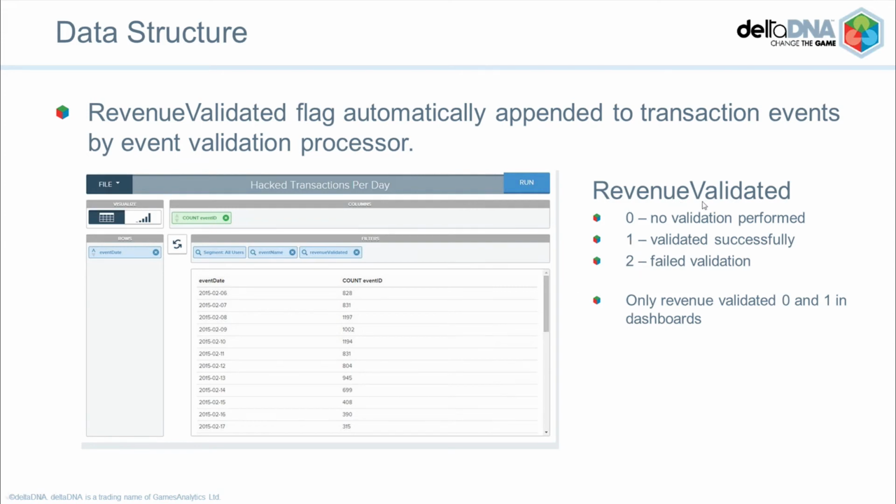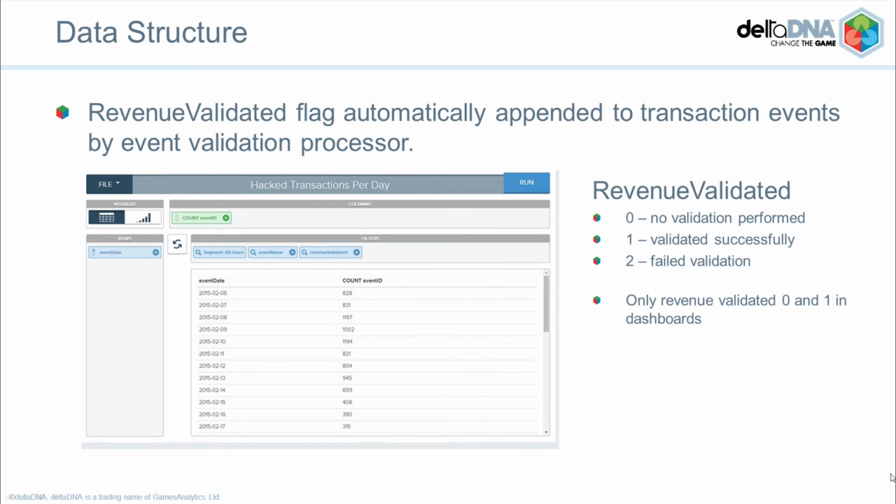And only revenue validated values of 0 or 1 will end up in your dashboard revenue charts. So all failed transactions will be excluded, and you'll only be included if we either couldn't check or checked and you were good. So that's the quick 10-minute overview of how revenue validation works. The first time you do it, it's a bit confusing, but once you've done it, it's all right. The key things to remember are on the game details page, put your game ID in there, and on the transaction event, drop in the transaction receipt and the transaction server parameters.